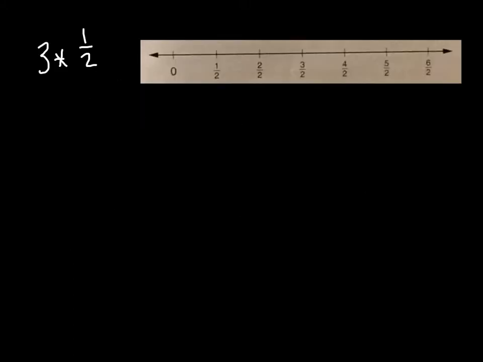Let's take a look at this problem, 3 times 1/2. You can see we have a number line to the side. I want you to think about and turn and talk with your partner about how you could use the number line and your understanding of multiples to help you solve this problem.